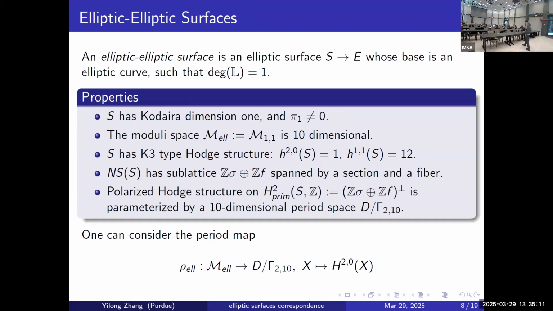So the surface we are interested in studying is called an elliptic-elliptic surface, meaning that the genus of the base is genus 1 and the degree is also equal to 1. We have to think about it as minimal because it has singular fibers in general. So topologically, you can think about it as a torus fibration over a torus, but it's not a product. So here are some properties of these surfaces.